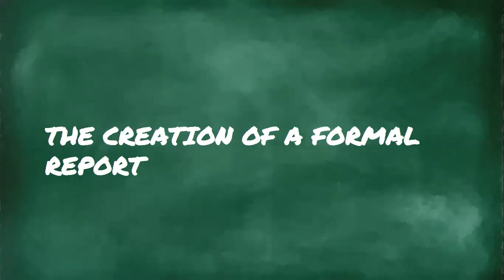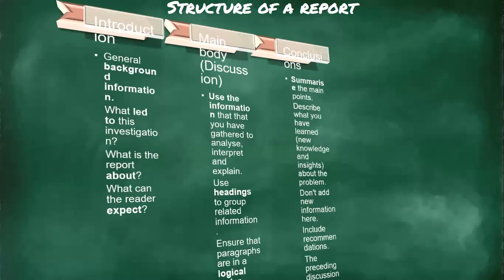Remember, finally, we spoke about how to create the reports. The report is very important. Remember the structure of the report. Introduction: the general background, that is the information that leads to this investigation, like your task definition, what the report is about and what the reader can expect. Then the main body. Use the information that you have collected to analyze and interpret it. At phase one, we don't include discussion, because we still have to do our research in phase two.